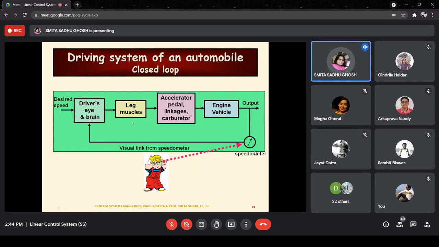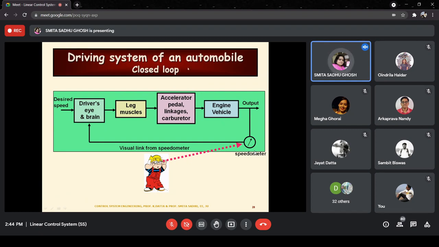So over here, this person is acting as the link in the form of a visual link. He's looking at the speedometer, and then via his eyes and processing taking place in the brain, the signal is being given to the leg muscle such that the force is decreased or increased according to the requirement, depending on the output value. So this is an example of what we call a closed loop system.